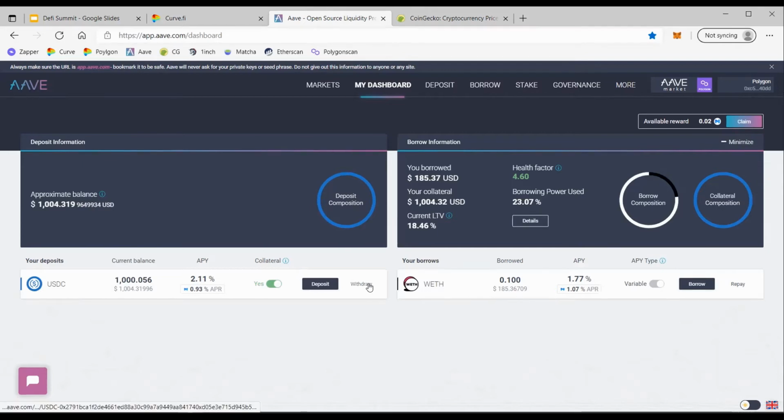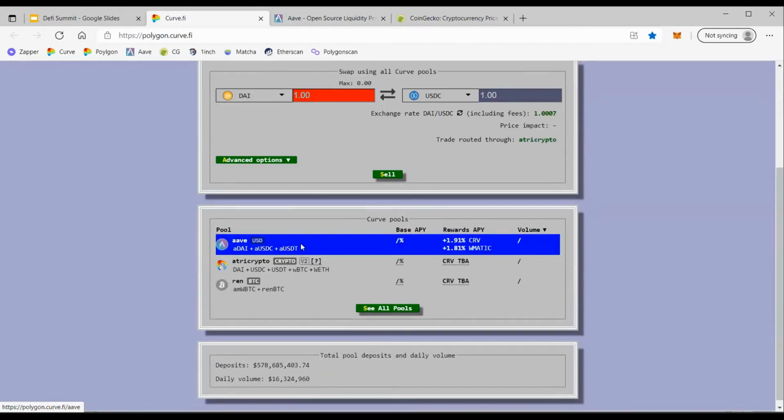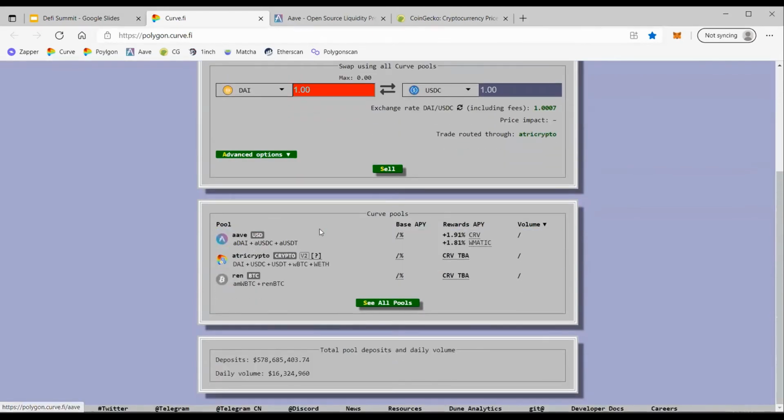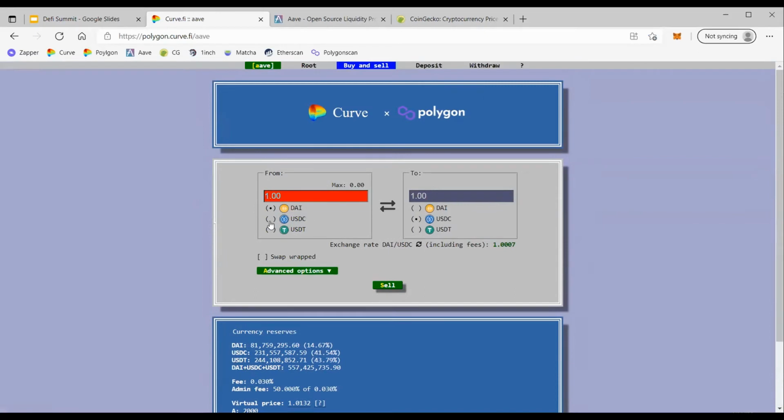Now, I'm going to do something here. So what I'm going to do is jump over to Curve. Curve is the decentralized exchange platform. This is the UI. Looks kind of funky here. But what you can see here is they have 3 different coins, DAI, USDC, and USDT.